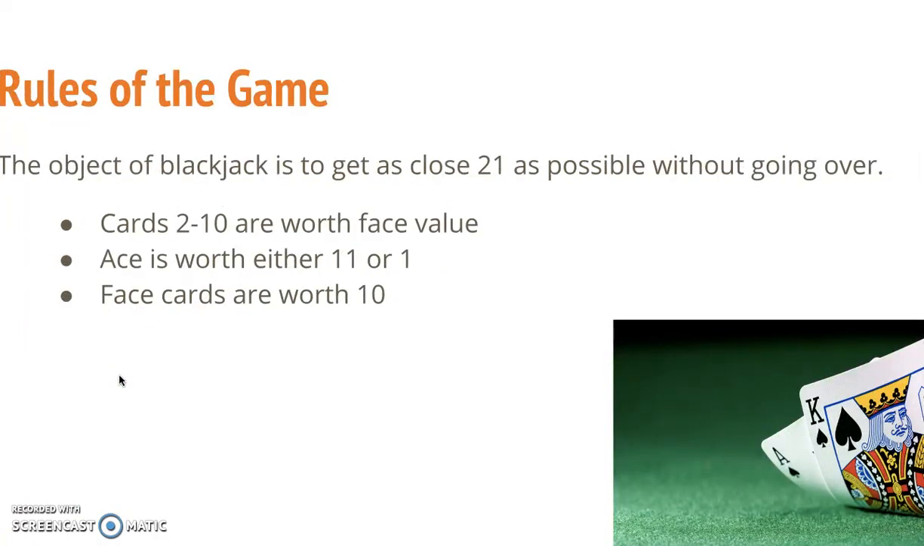So the object of a blackjack game is to get as close to 21 as possible without going over 21. Cards 2 through 10 are worth that face value. So if you draw a 9, it's worth 9. If you draw a 2, it's worth 2. When it comes to the aces, though, it can either be an 11 or a 1, depending on what you have already, right? So if you already have 12, you're not going to have it be 11 because then it'll push you over 21, right? The face cards like the queens, the kings, and the jacks, those are worth 10 each.